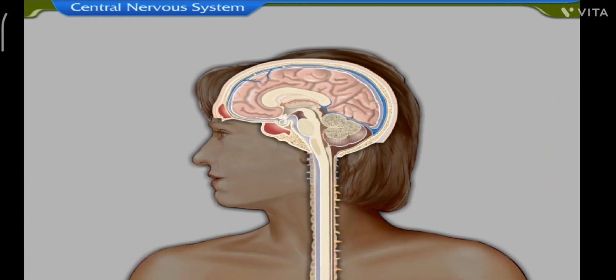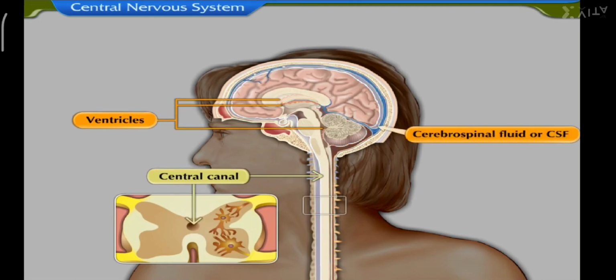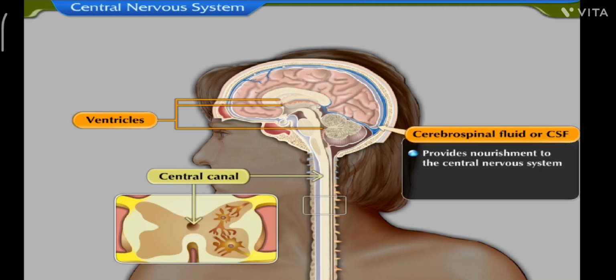There are cavities present in the different parts of the brain known as ventricles, while the spinal cord has a long cavity called the central canal. The ventricles, central canal, and the space between the meninges are filled with cerebrospinal fluid or CSF. The cerebrospinal fluid provides nourishment to the central nervous system and also protects it by absorbing mechanical shocks.